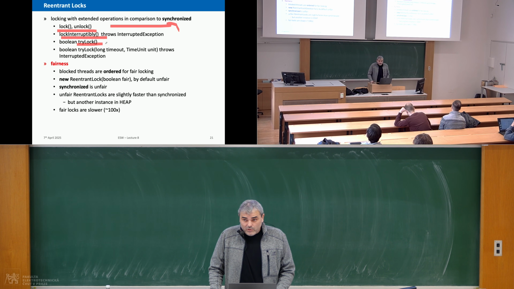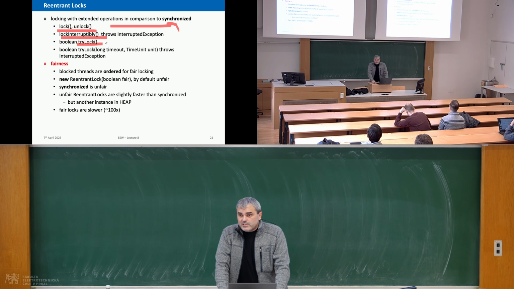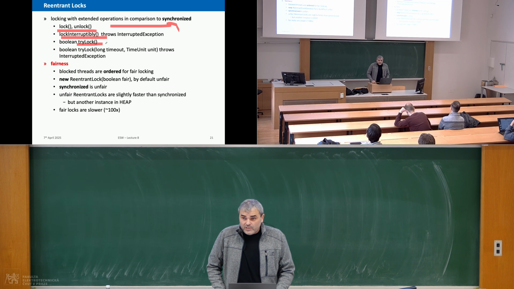There is also a tryLock method. This method returns a Boolean. If it succeeds, it returns true. If it fails, because that lock is owned by a different thread, it returns false. And in your code, you can decide to execute something else, so simply not to waste time in a blocked thread, but execute something else.